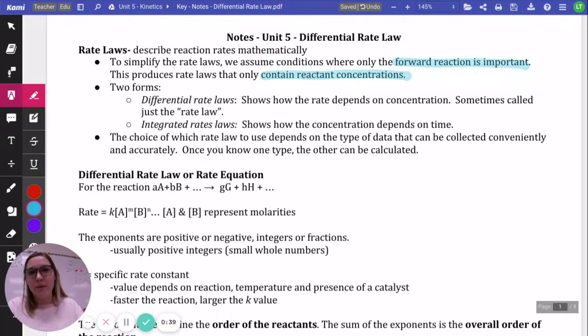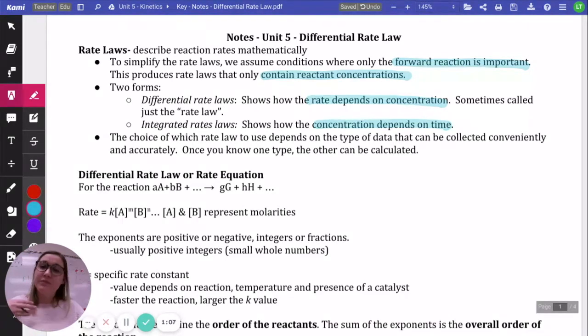We have two different forms: the differential rate law and the integrated rate law. The differential rate law shows how rate depends on concentration, and is just called the rate law occasionally, and the integrated rate law shows how concentration depends on time. Really, the only reason you'd choose one over the other is what kind of data you can collect easily.